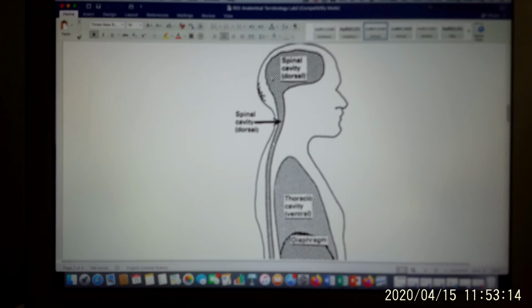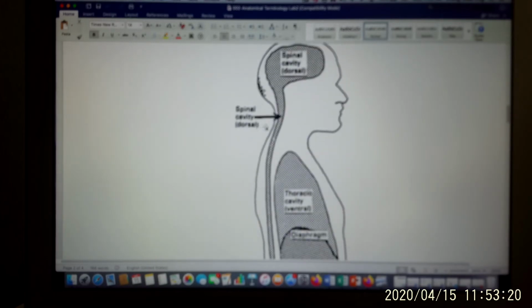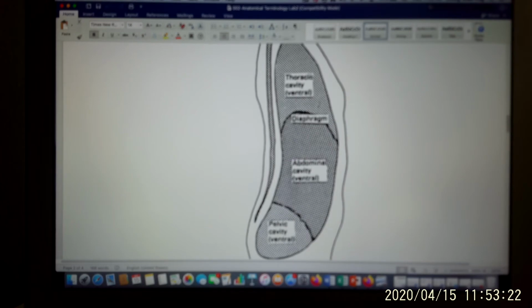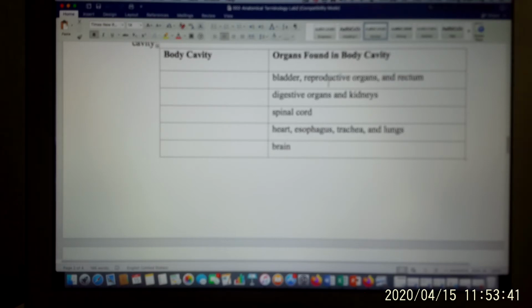So you need to be able to identify that's the dorsal one, and can be divided into the cranial and spinal, and the ventral cavity can be divided into the thoracic, abdominal, pelvic. And if I point at a very low area, you know that's the pelvic cavity. If it's higher, that's the abdominal cavity. And I can give you an organ, ask you, this organ you can find in what cavity. So you need to know those big organs and what cavity they are located in.